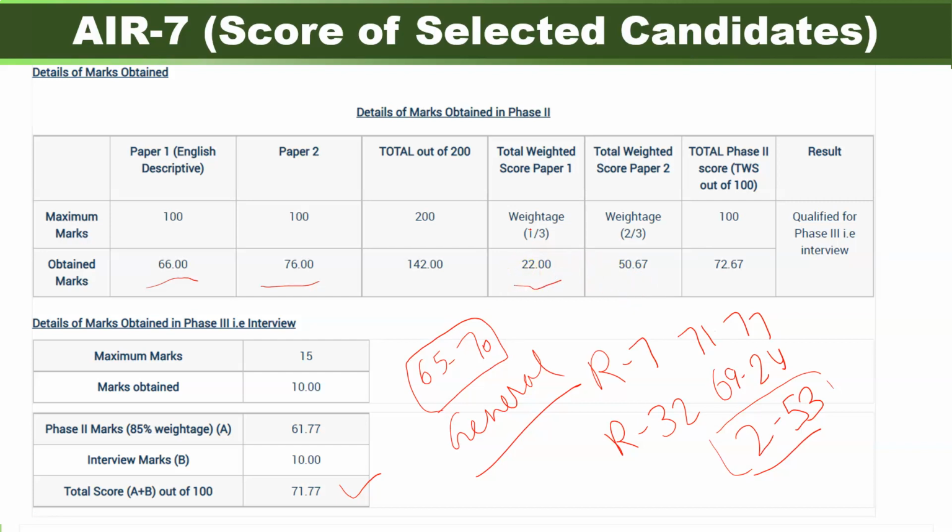After the weightage, 22 marks in Paper 1, and Paper 2 after the weightage means 2/3 of this was calculated. English 100 marks, 1/3 of 66 is 22, 2/3 of 76 is 50.67, and this was the total score, 72.67. So for the final score, what they did: 85% of this total score, that will be 61.7, and interview marks out of 15, 10. So the total score he scored is 71.7.